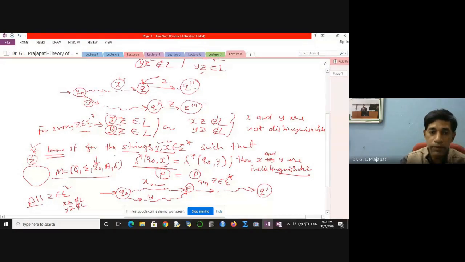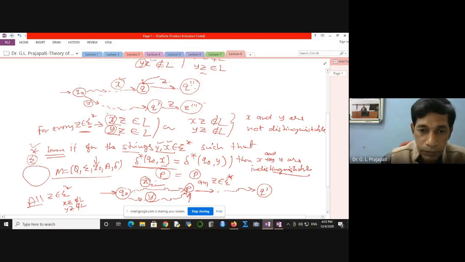So this lemma says that if you start from the initial state q0 and for two strings you are going to the same place, and from this state p, for any string that you take from sigma star, your FA will go to some state, then there will be two conditions: either the state is final or the state is not final. So either both are in the language or both are not in the language. So you can say that x and y are indistinguishable.